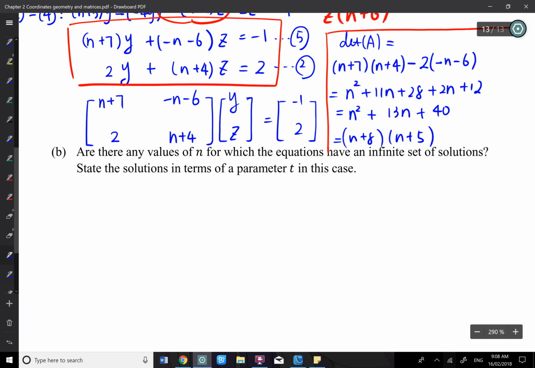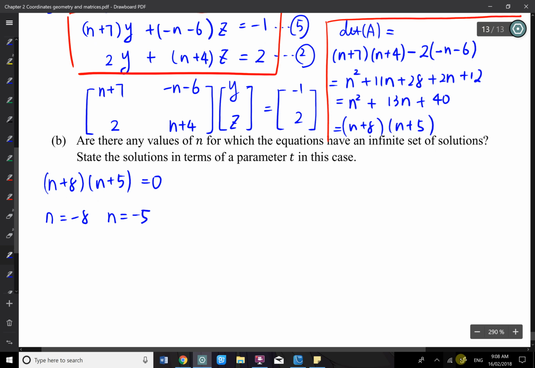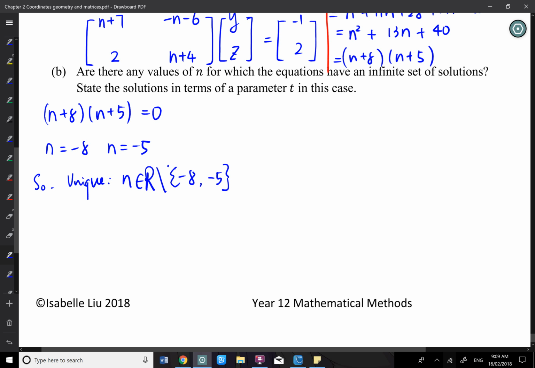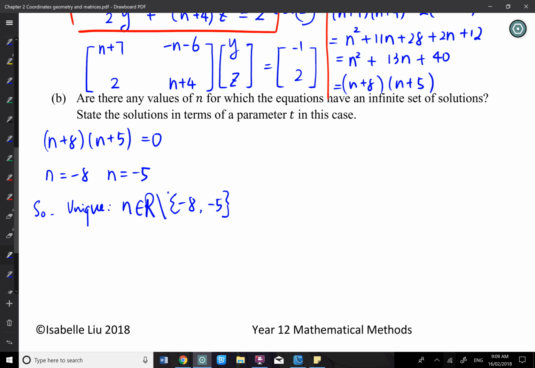So what I will do is set the determinant equal to 0. We have n equals minus 8 and n equals minus 5. So for unique, we will have n belongs to R except minus 8 and minus 5. Because if the determinant is not 0, I can easily solve for y and z. Therefore, I'll have a unique x as well. That's what we learned last lesson. So definitely not those two. Any other value is fine.